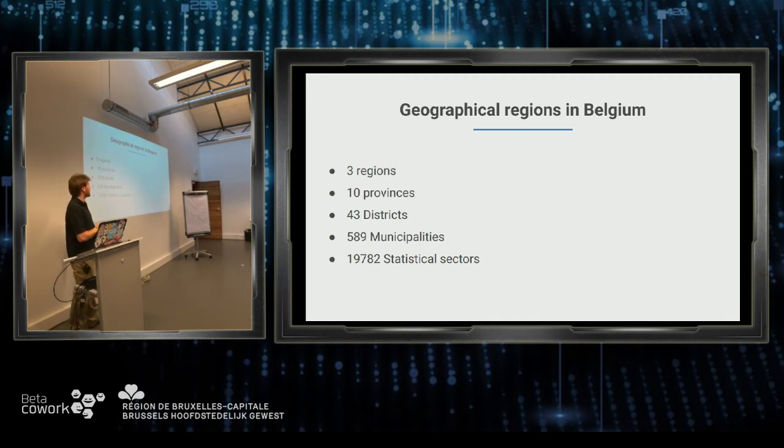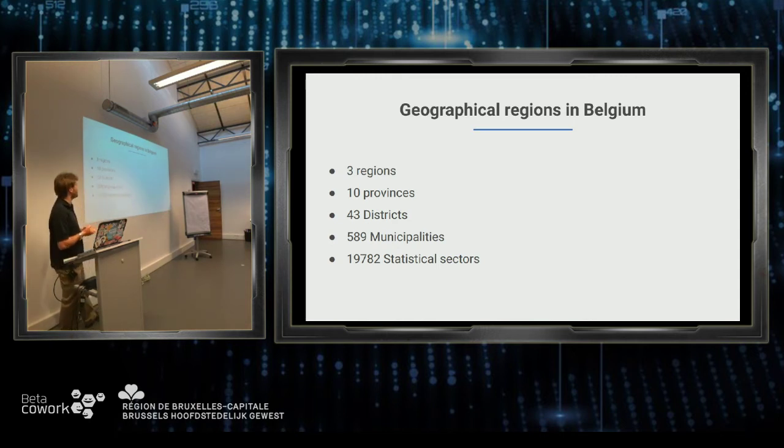So just a short reminder about what you can expect in terms of shapes in Belgium. There are official shapes for the 3 regions, and for all the provinces. These provinces are split into districts, but that's not very well known. What's more well known is municipalities.